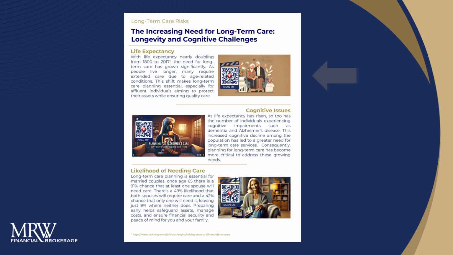It also talks about the rise of cognitive issues as life expectancy has increased, and Alzheimer's disease and senility, and how those really lead to the long claims. And for those individuals that just think they're not going to be the one that needs care, if it's a married couple, there's a 91% chance that one or both of them will need care. This will help drive home the likelihood of needing care.